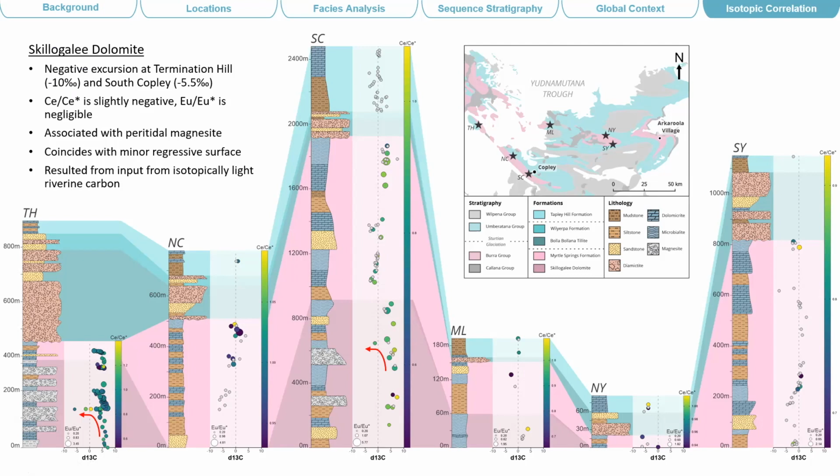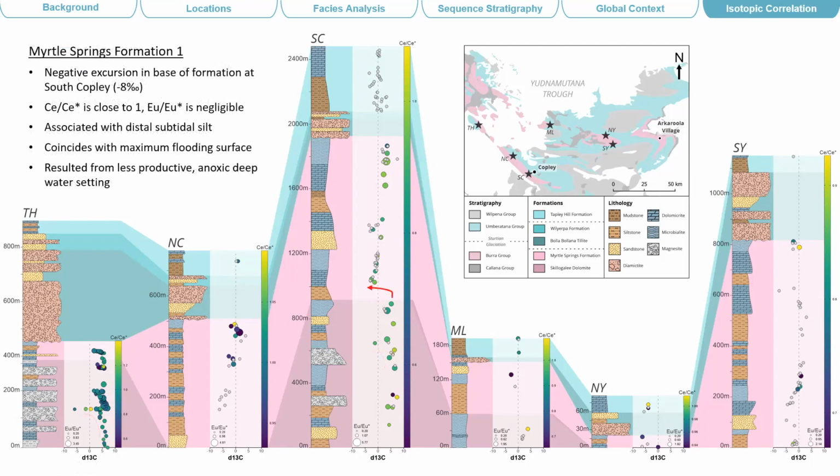So what we think might be happening here is because we've got a relative drop in sea level, we have an increase of riverine input. River water is isotopically light in carbon, so it will reduce our delta 13C. And then once we increase the carbon burial, it recovers quite quickly because delta 13C becomes heavier when we start to bury organic carbon. So you'll notice that these excursions are quite rapid and they recover quite quickly. So they come out and then recover quite quickly. So that is the only excursion we found in the Skillygalee.